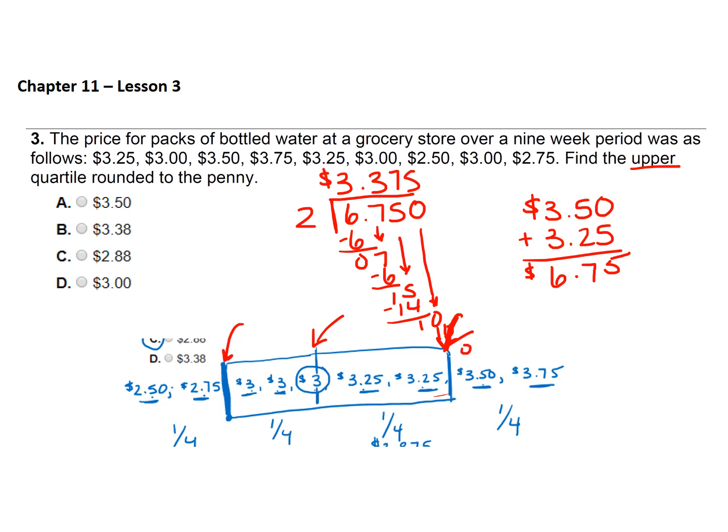And we're going to get 3.375, and again, our decimal system only goes to the hundredths place for money. That rounds to $3.38, which is answer choice B.